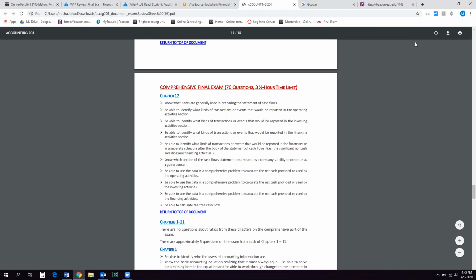The first bullet point is to know what items are generally used in preparing the statement of cash flows. That means we need to be able to use our income statement and our balance sheet as we prepare our statement of cash flows. In the operating section, we're going to use the net income from the income statement, and then we're going to subtract out any depreciation expense, and then any other specialized expenses, say gains or losses on sale of things like that. And then we'll adjust for changes in current assets and in current liabilities. That's what we would do for the operating section.